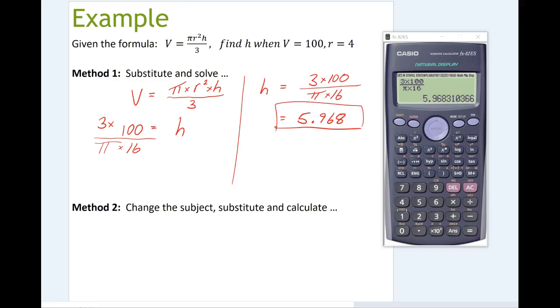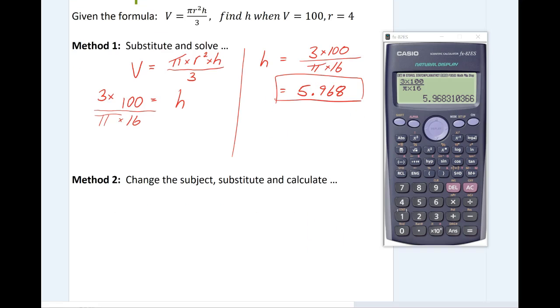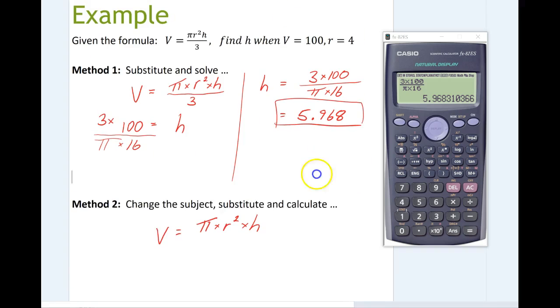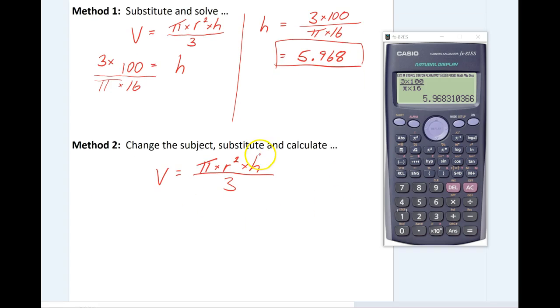Now the second method is to change the subject first, then substitute it in. So let's write that rule out again. So pi times r squared times h over 3. Now we want to solve for h, so we want to make h the subject. So let's leave the h where it is, and in a similar fashion to solving, we're going to shift all the other values to the other side. So reversing that order of operations again, we're timesing by the r squared, timesing by the pi, dividing by the 3. So we times 3 to the other side.